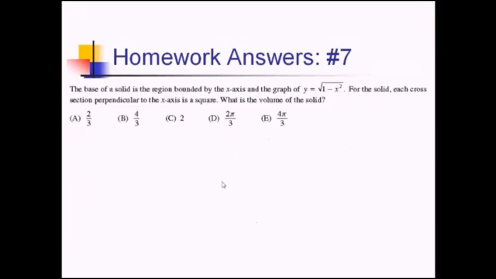For this no calculator problem, we're given the base of a solid is a region bounded by the x-axis and this graph, which is a semicircle. For the solid, each cross-section is a square, and this is perpendicular to the x-axis. We want the volume of the solid.